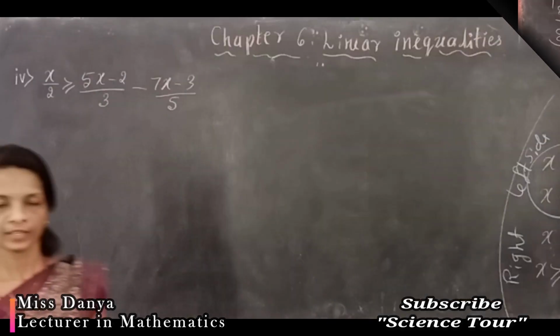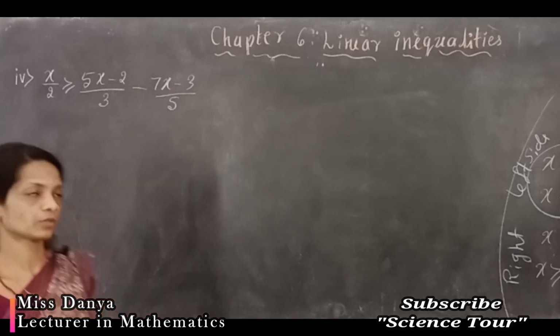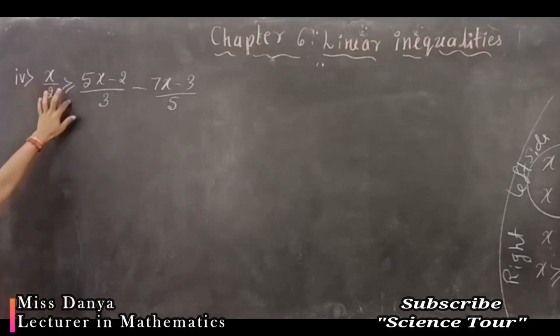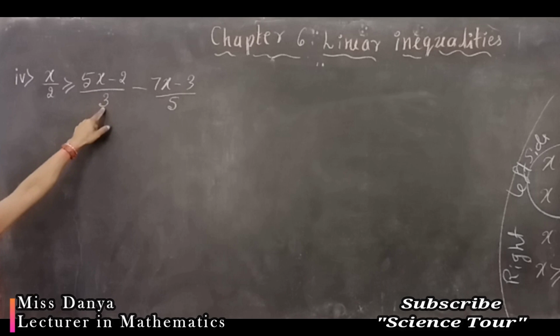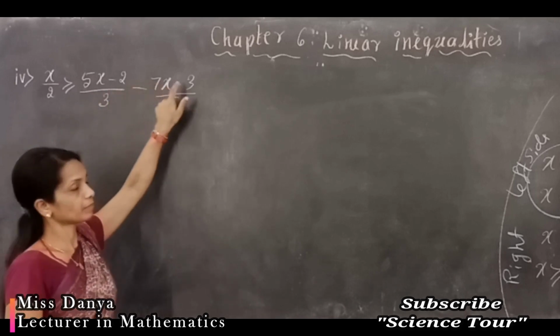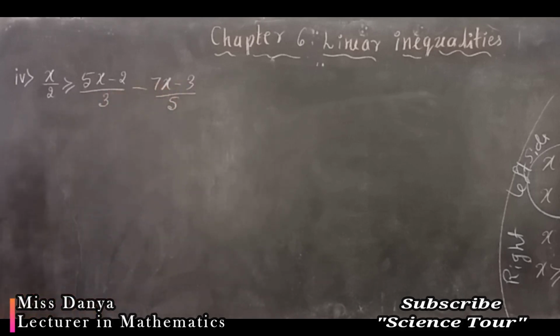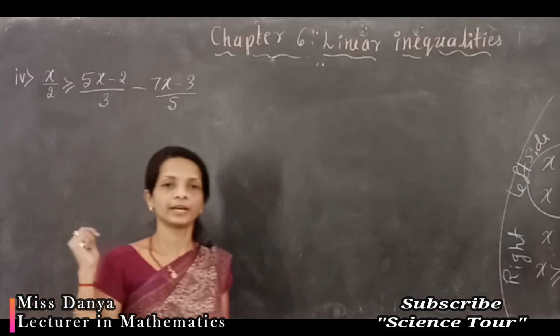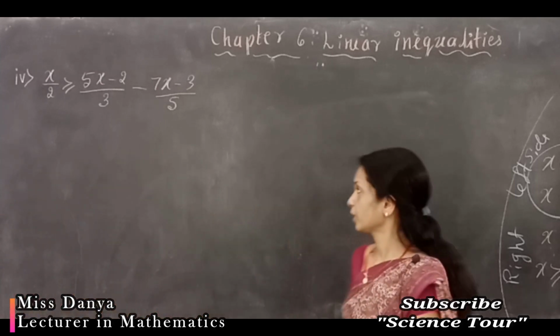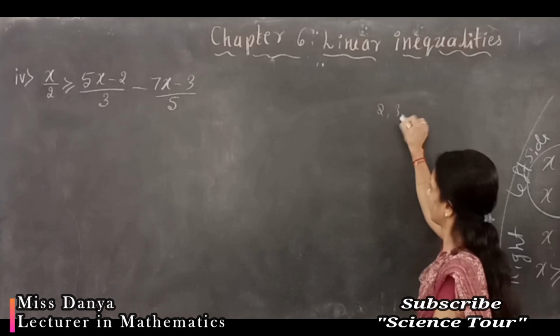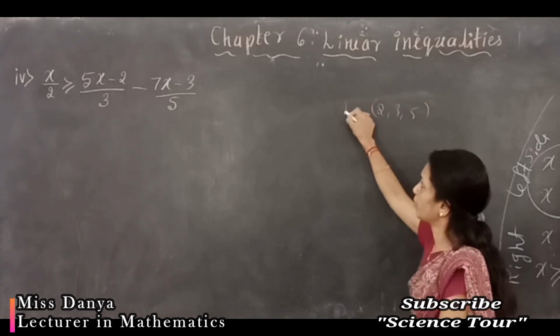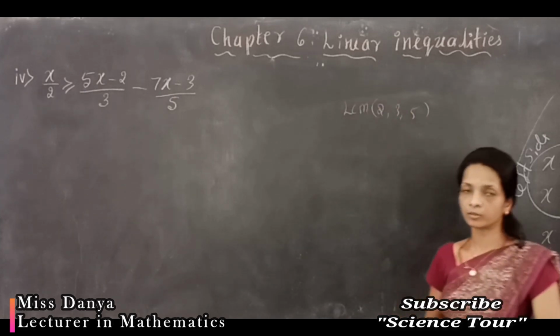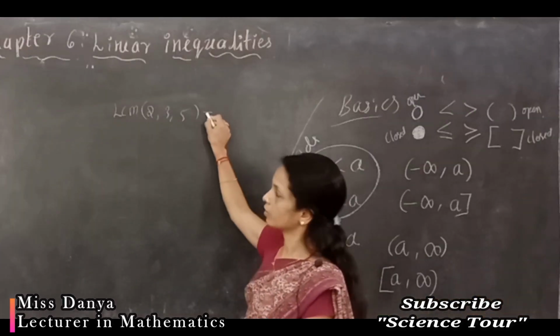Okay, the next inequality you have to solve is x by 2 greater than or equal to (5x minus 2) divided by 3 minus (7x minus 3) divided by 5. Here you can see you have more than one denominator. Okay, if you have more than one denominator, you have to think of the LCM of those denominators. Okay, 2, 3, 5, the LCM of these denominators. You know how to calculate the LCM of numbers.